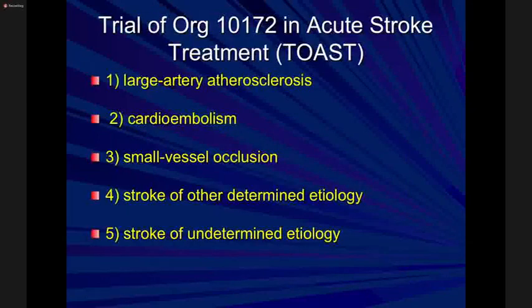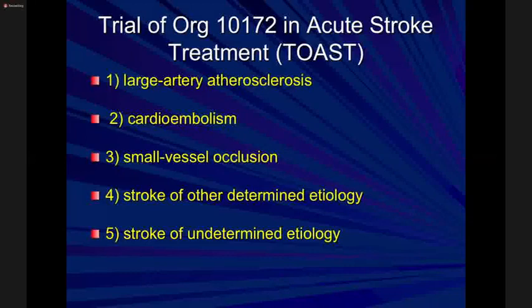I told you that we have two classifications. One is the clinical classification. Based on your clinical features, you call it total anterior, partial anterior, posterior, and lacunar syndrome. But here is another classification, what we call the TOAST classification, based on the etiology, why one developed the stroke. So if a large artery atherosclerosis was responsible for development of stroke, more often it is the carotid, then we call it that.